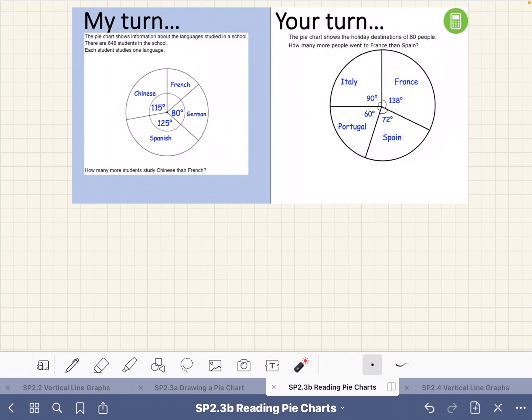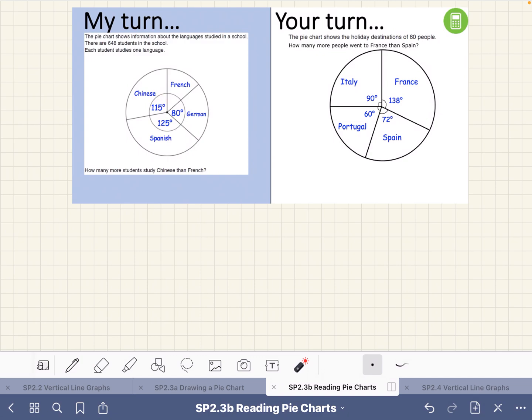My turn. The pie chart shows information about languages studied in a school. There are 648 students in the school. Each student studies one language. How many more students study Chinese than French? So this means we need to work out how many people are in this Chinese section and also how many people are in this French section.